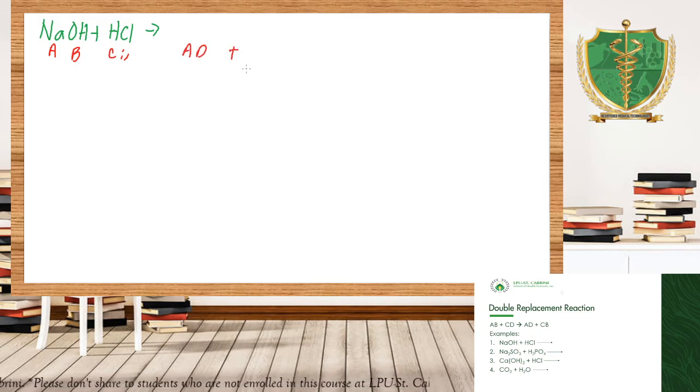Sodium hydroxide plus HCl. And this is actually, guys, a reaction of what we call acid-base reaction. Now, this is base and this is acid. We were going to discuss that after our prelims. Okay. Sodium hydroxide. So, this is our A. I will use another pen so that you will see. This is our A. This is our B. This is our C and D. Sabi natin, we have AD plus CB.